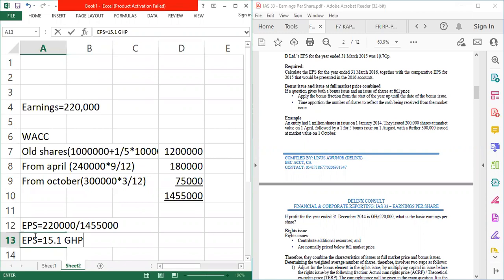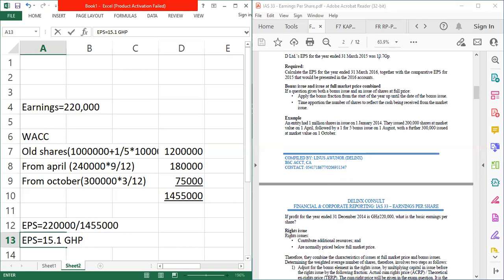So what we do is that we try to separate what was the actual market issue and what was the bonus issue. The bonus issue, we are not going to time apportion, but the actual issue, we are going to time apportion. How do we calculate that? Rights issues are always made to the existing shareholders in proportion to their ownership, but always at a price lower than the market value of the shares.